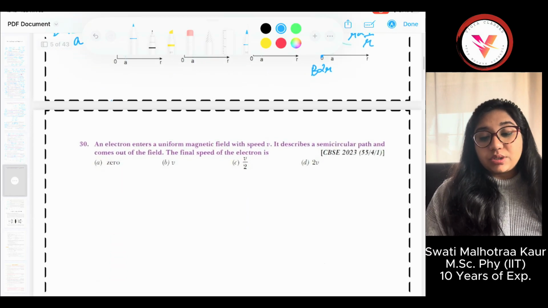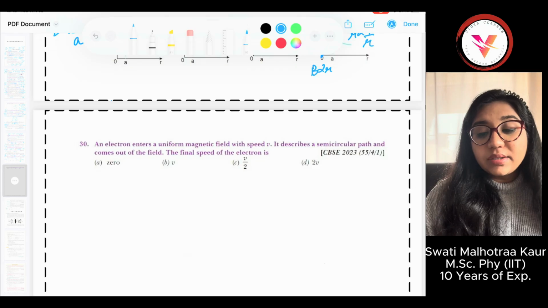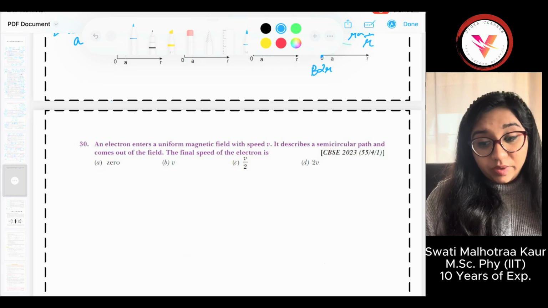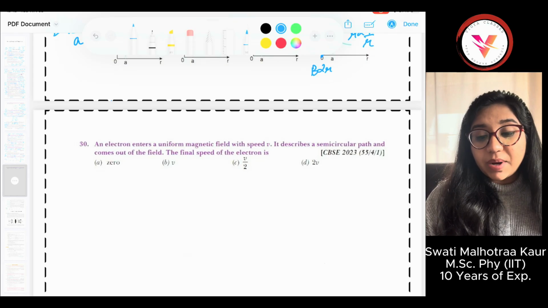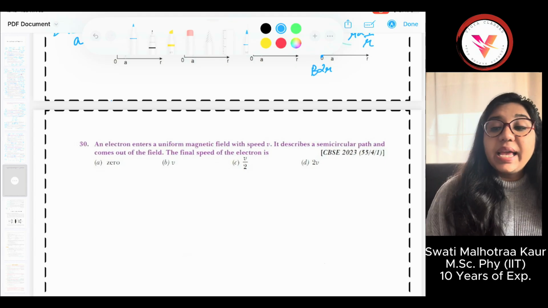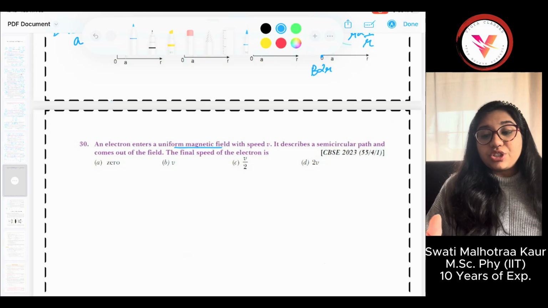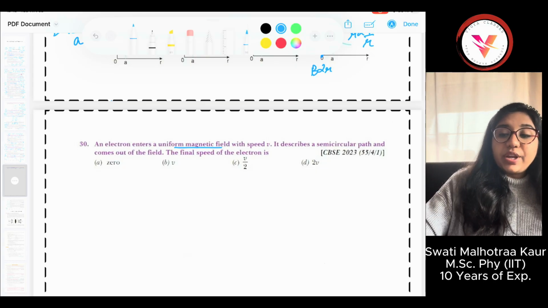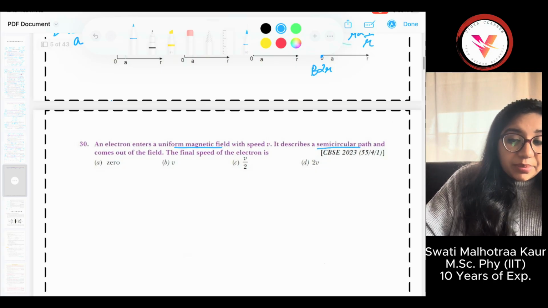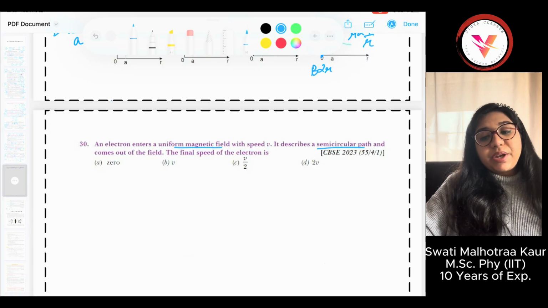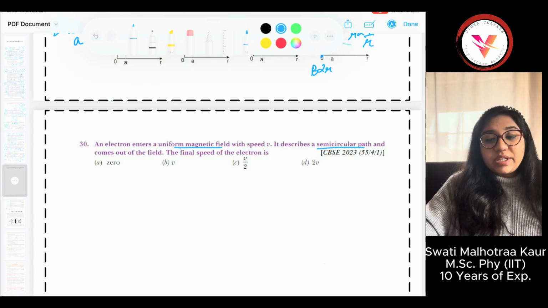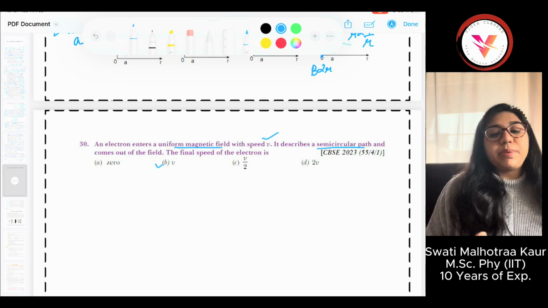Okay, so the last question. An electron enters a uniform magnetic field with speed v. It describes a semicircular path and comes out of the field, the final speed? See, the uniform magnetic field does not accelerate the electron, it does not change the speed of the electron. So even if it is making a semicircular path, the speed will remain the same. So if it enters with speed v, it leaves with speed v.